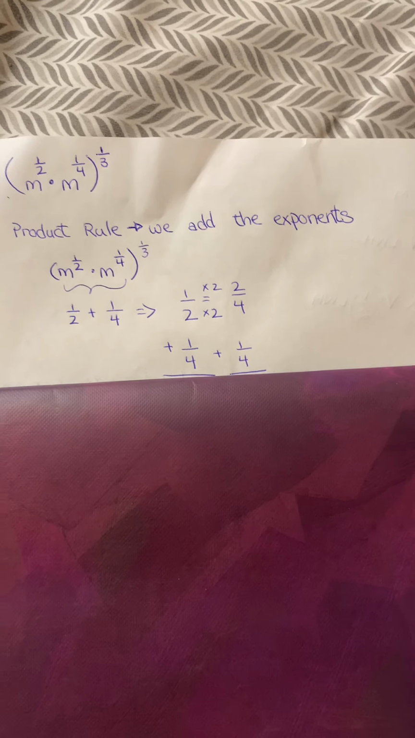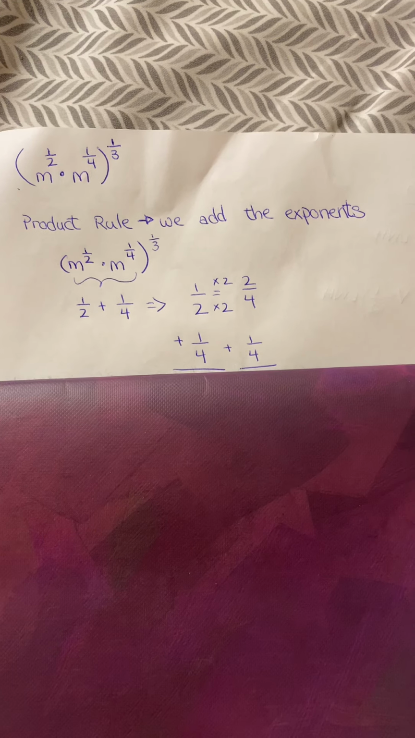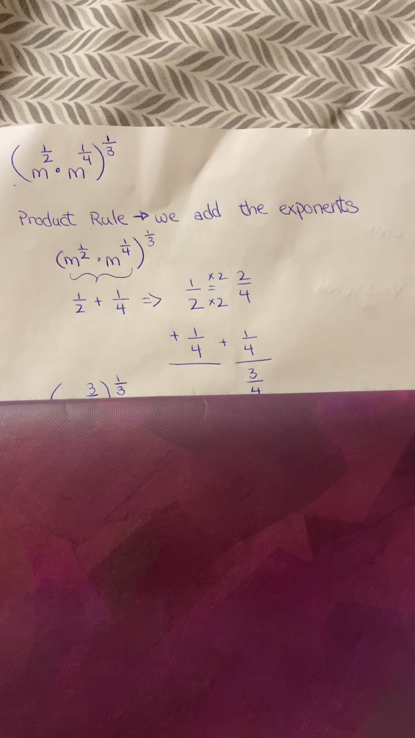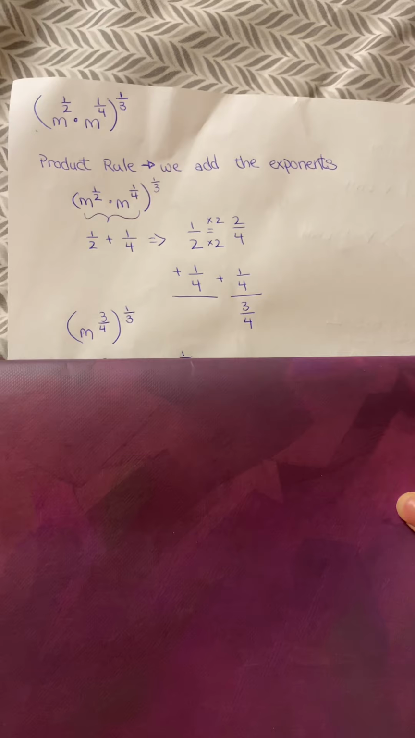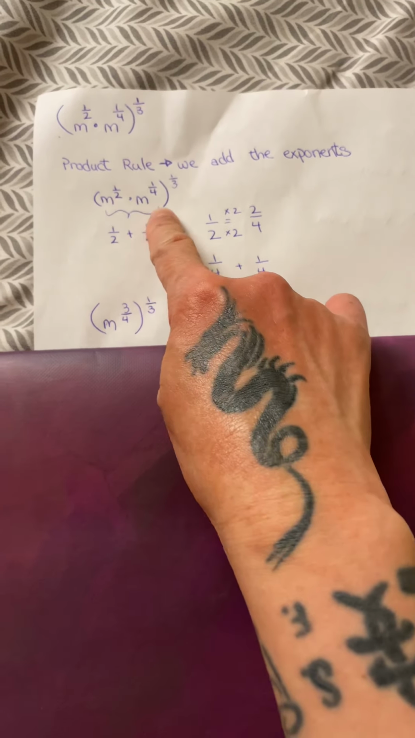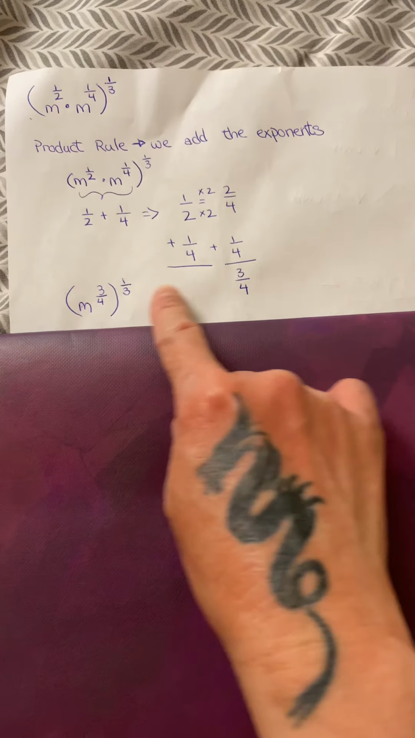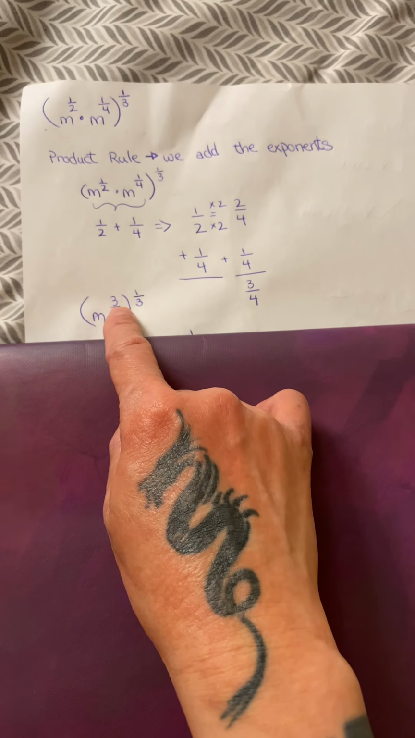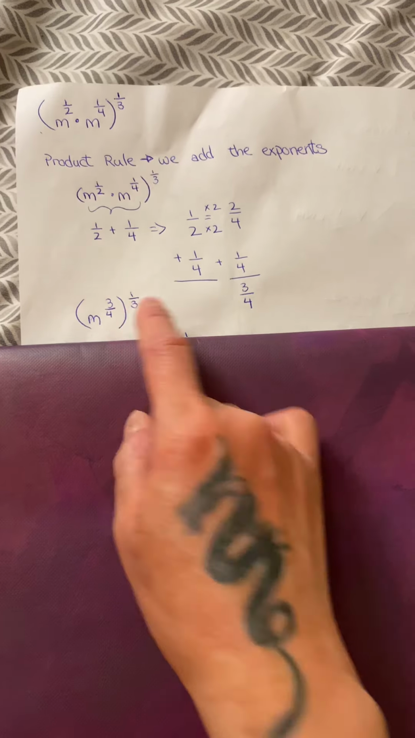So now we just add the numerators together. 2 plus 1 is 3. So it becomes 3/4. So now I rewrote it that when we do the product rule here, we added the fractions, and now it becomes m to the 3/4 to the 1/3 power.